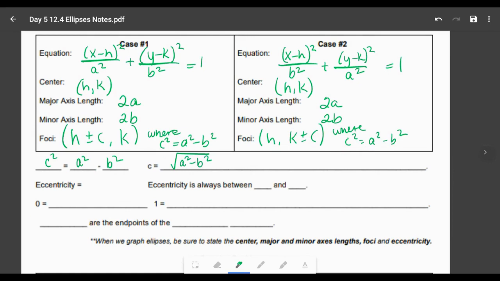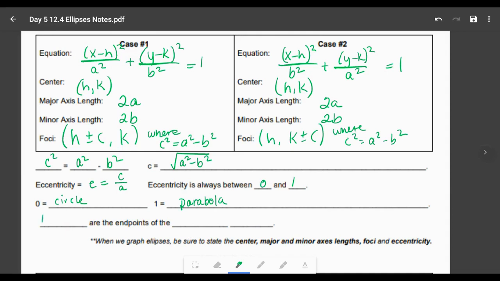The eccentricity, which is a measurement of the shape of the ellipse, is equivalent to the ratio c over a. Eccentricity is always between 0 and 1. When the eccentricity is equal to 0, that's when you have a circle. And if the eccentricity is equal to 1, then this would be a parabola. When it's between 0 and 1, then it's an ellipse.